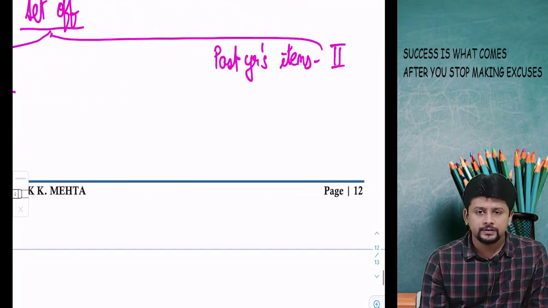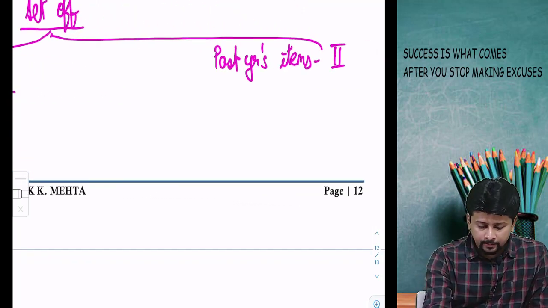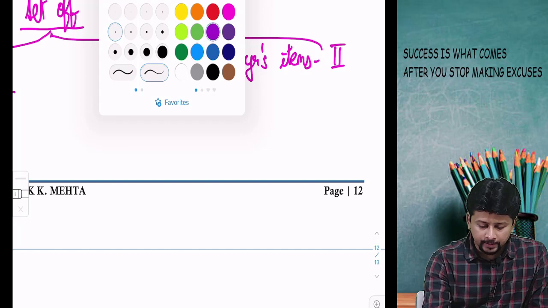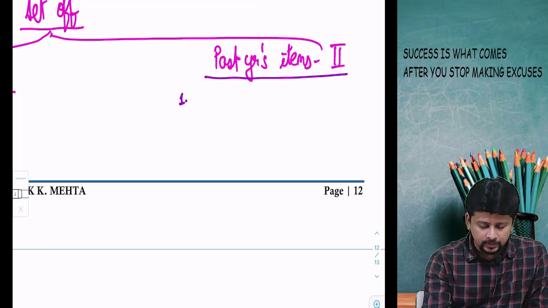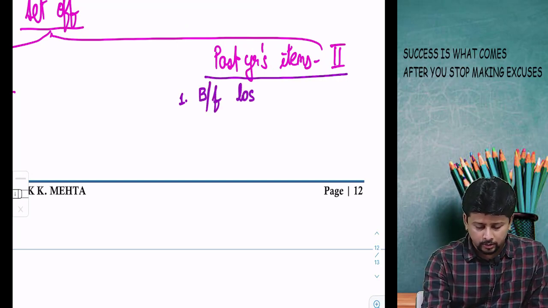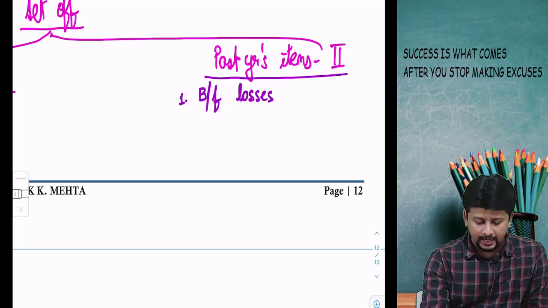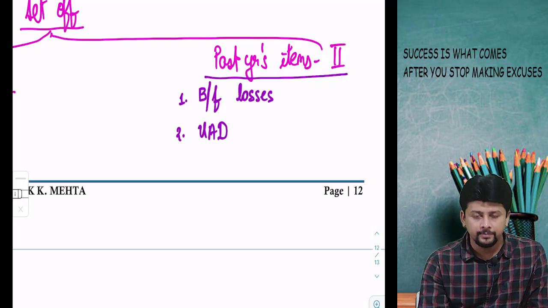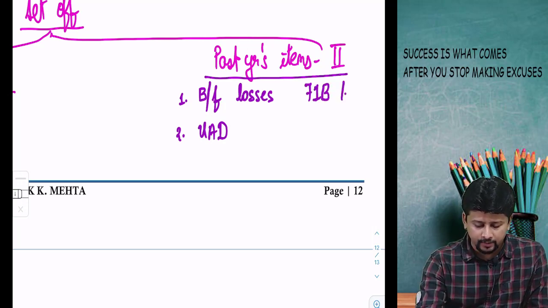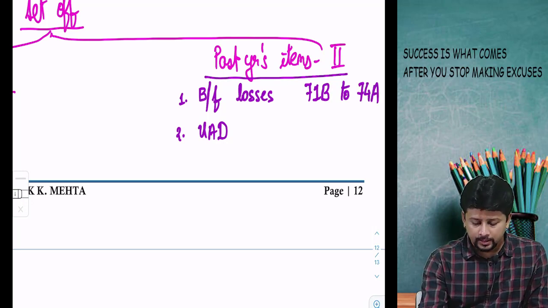After doing all of this, you will then bring into picture past year's items, and in past year's items the sequence will be brought forward losses, and the last thing will be your unabsorbed depreciation. Brought forward losses will be from section number 71B to section number 74A. Unabsorbed depreciation will be section 32 subsection 2.